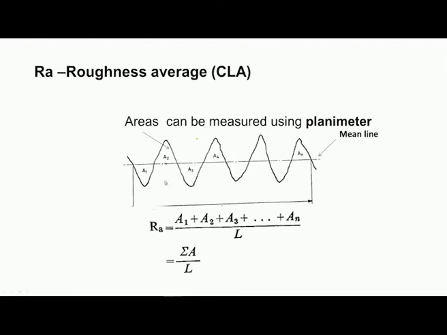So we have a parameter RA which can be analyzed by measuring areas. You can see here we have the mean line or center line, and below the center line we have areas A1, A3, A5, etc., and above the center line we have areas A2, A4, A6 up to AN. These areas can be measured using a planimeter, so that measurement of ordinates is avoided. Accurately we can measure the areas using the planimeter, and then calculate the summation of all the areas divided by the length. This will give us the RA value.